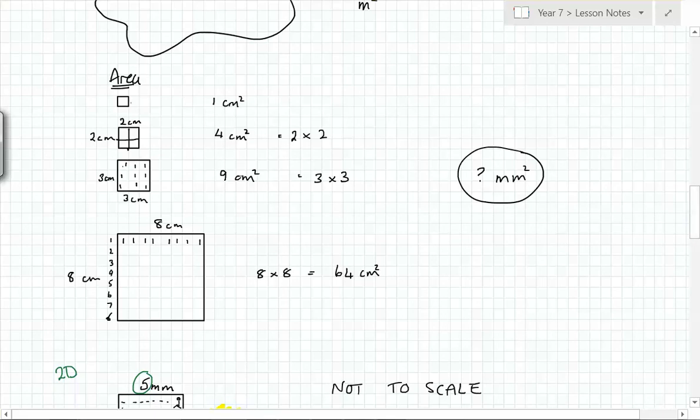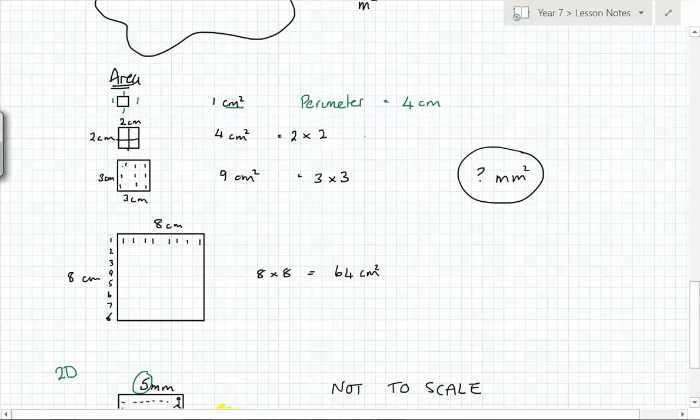Here you go. We've got some shapes. We said this square had an area of 1 centimetre squared. What do you reckon the perimeter is? 4 centimetres. Not squared. Perimeter, so you've got centimetres. It's 1, 1, 1, 1.